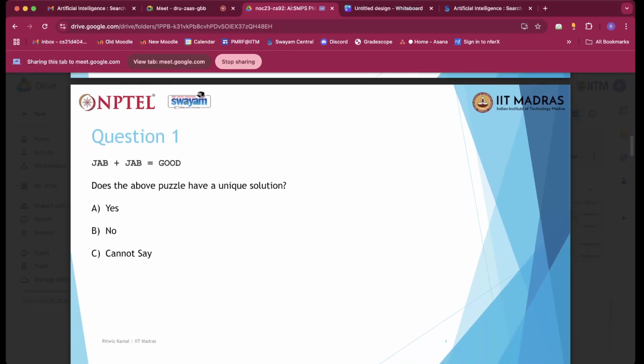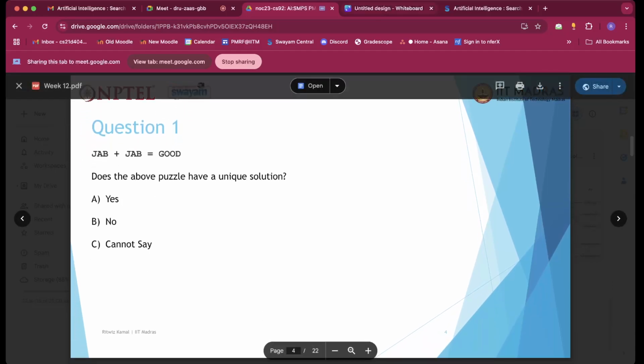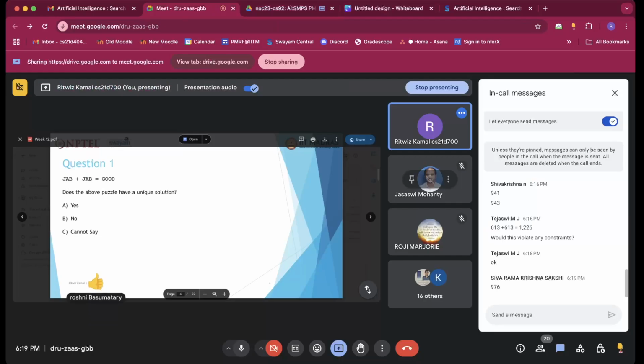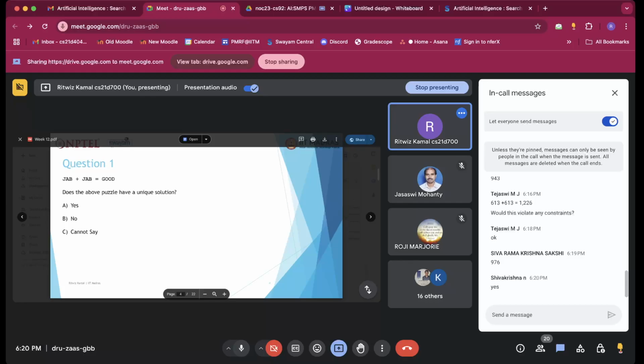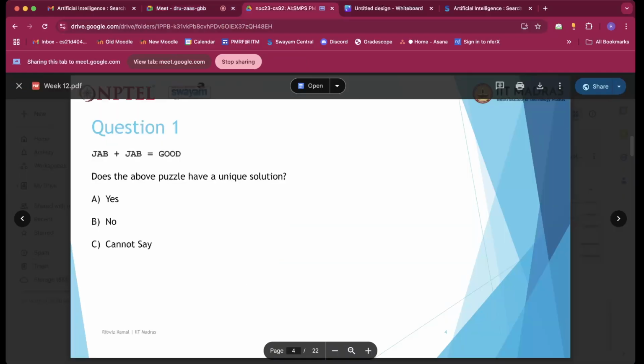Okay, so the first question is, does the above puzzle have a unique solution? So let me clarify. What we mean by unique solution here is, is there only one possible mapping between numbers and alphabets that can give us an appropriate solution? That would be no, right? That is what the question asks. Does the puzzle have a unique solution? No, because we can have multiple assignments of numbers to alphabets, right? So the problem does not have a unique solution.